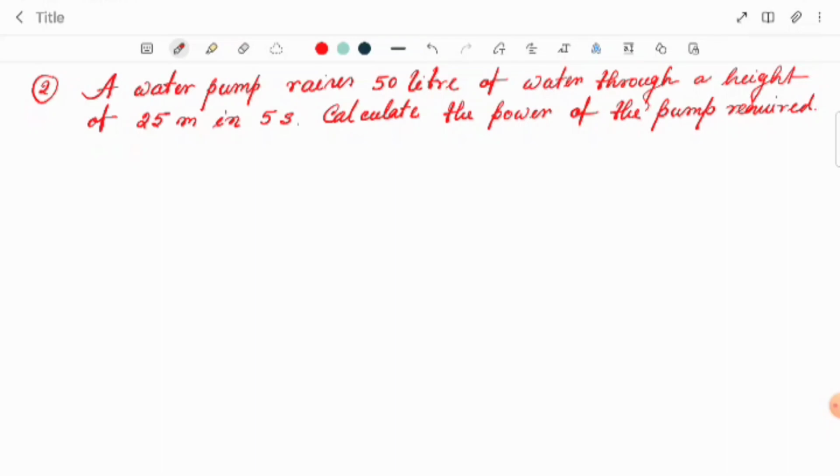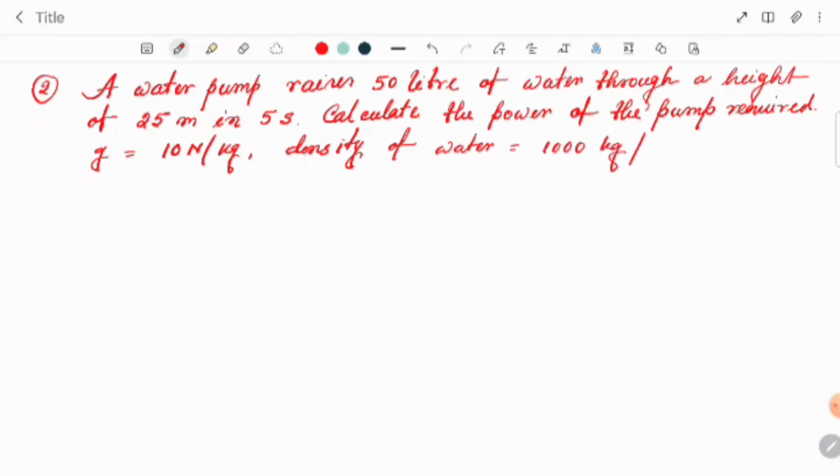Here, two, three things we need to do. And g, obviously, they have given only 10 Newton per kg. And the second thing, they have given the density of water, equal to 1000 kg per meter cube. Okay, so first we have to calculate the power.